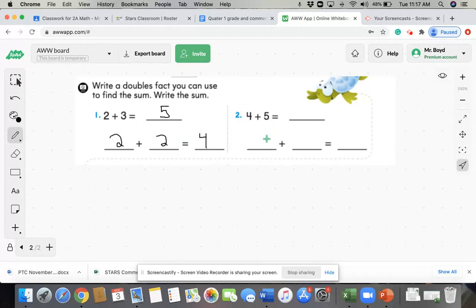Now over here, I'm going to use my greater number. To solve 4 plus 5 to find the sum, I'm going to use the greater number 5. And we know 5 plus 5 equals 10.